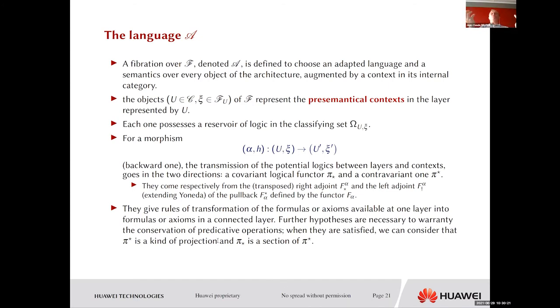They will give rules of transformation of the formulas or axioms that will be available at one layer into formulas or axioms of another connected layer, and it can be backward or forward depending on the pi star that we are considering. So pi exponent star will be a kind of projection, when pi sub star will be a section of pi exponent star. So in fact, one will go to the output theories, when the other one will enrich by considering some other possibilities. It's something that will be explained by Daniel later on.